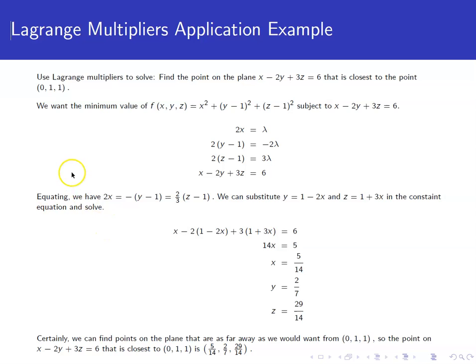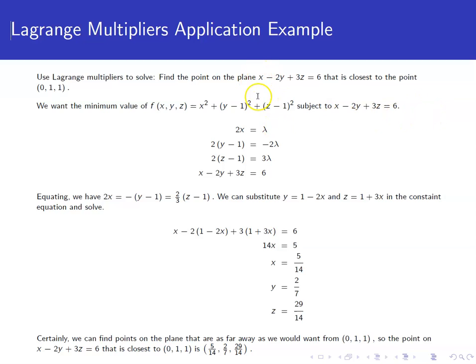In this video, we're going to use Lagrange multipliers to find a minimum distance from a point to a plane. So we're given the plane x minus 2y plus 3z equals 6, and we want to find the point in that plane that's closest to the point (0, 1, 1). If a point is on the plane, then it needs to satisfy x minus 2y plus 3z equals 6, so that's going to be our constraint.